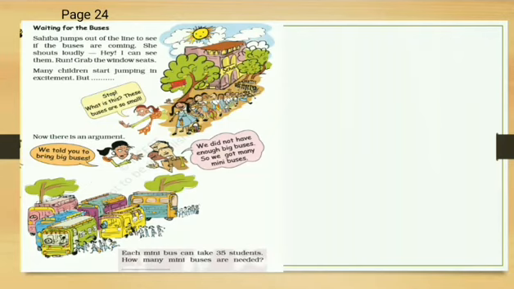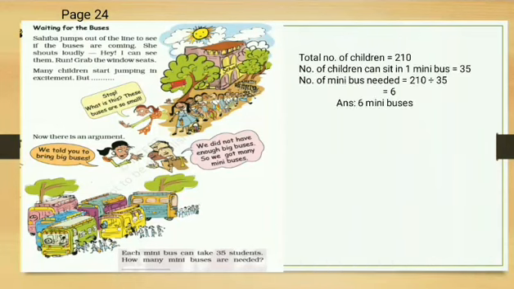As you already know, the total number of children was 210, and in one minibus 35 children can come. Okay, 35 children can come. So to find the number of minibuses needed, we have to divide the total number of children by the number of children that can come in one bus. When we divide, we get our answer as 6 minibuses. So to accommodate 210 children, they needed 6 minibuses.